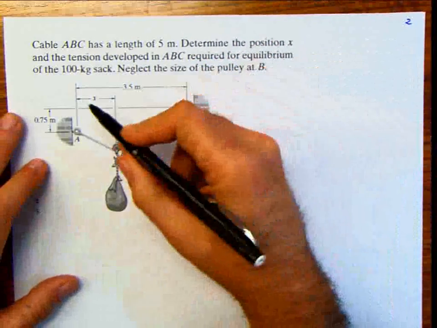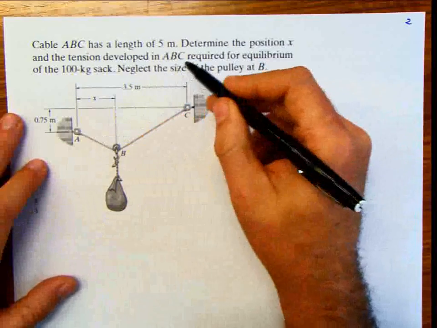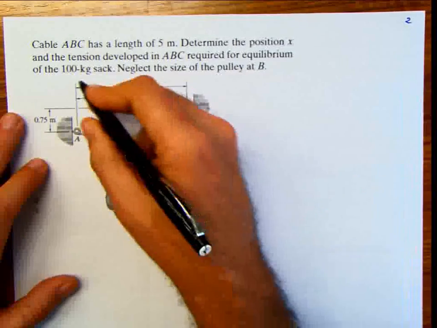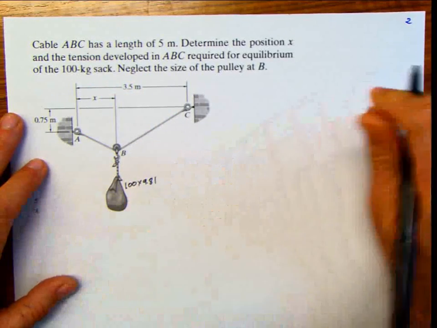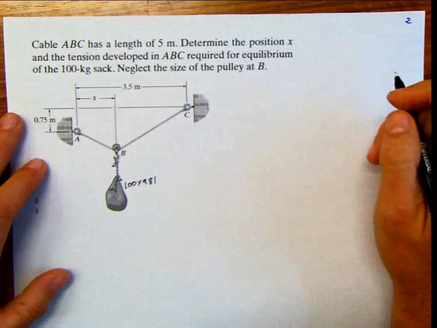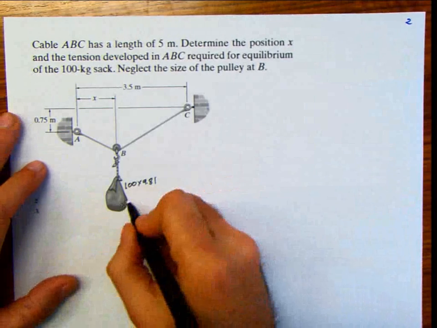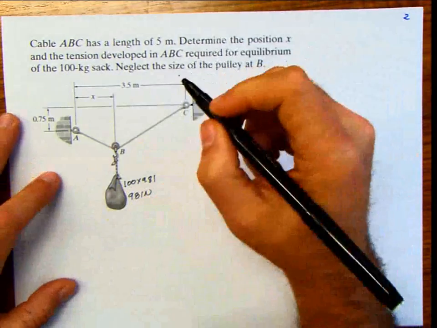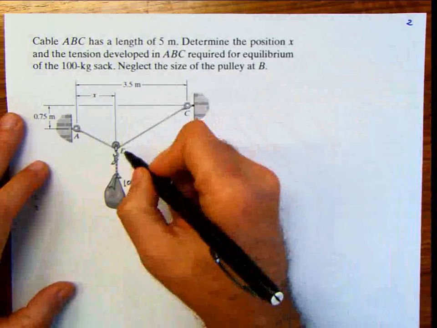Now, it says determine the position x, this distance x, and the tension developed in ABC required for equilibrium of this 100 kilogram sack. All the time, when you see that, immediately 100 times 9.81 if we are dealing with SI units, or 62.4 if we're dealing with USCS units. So this is going to be 981 Newton.